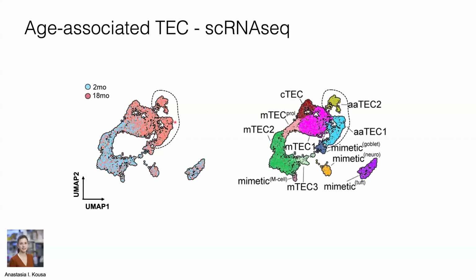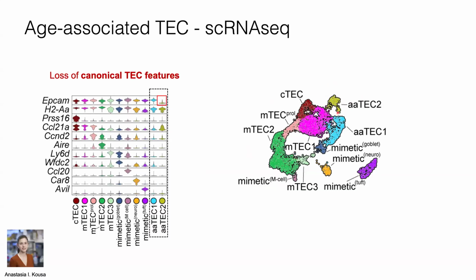Now, by comparing these profiles to previously published data, they could quickly identify all the known major epithelial cell types in the thymus, except for these two populations on the right-hand side here. So again, they labeled these age-associated TEC1 and age-associated TEC2, or aaTEC. So these populations had a unique transcriptional signal, one that they couldn't find in any cell atlases throughout the body.